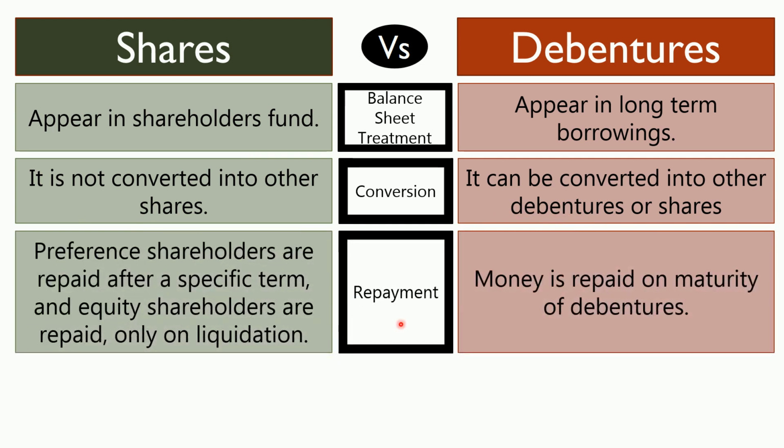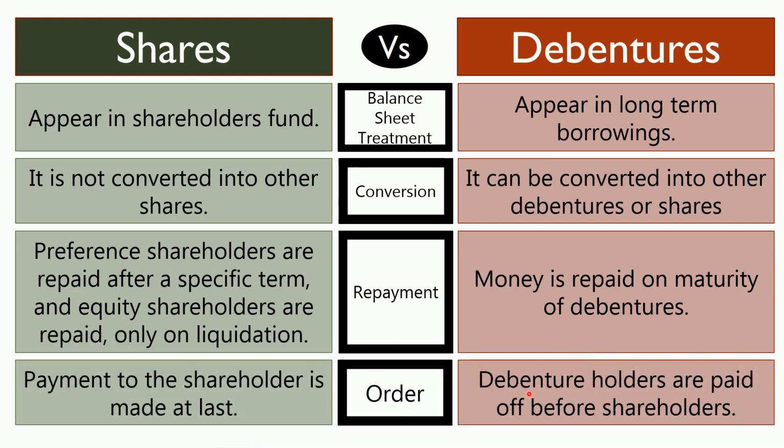Repayment. On maturity of debentures, the amount is paid back to the debenture holders. However, in case of shares, preference shareholders get their amount back after a specific term, but equity shareholders are repaid only on liquidation of the company.